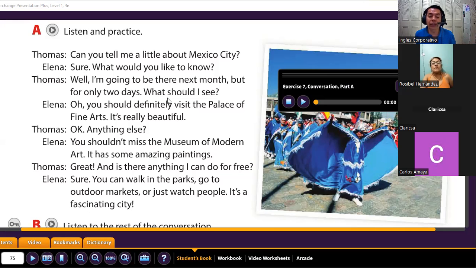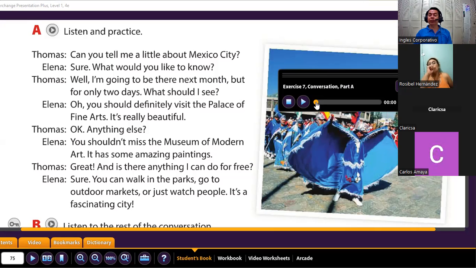And is there anything I can do for free? Sure. You can walk in the parks. Go to outdoor markets or just watch people. It's a fascinating city.